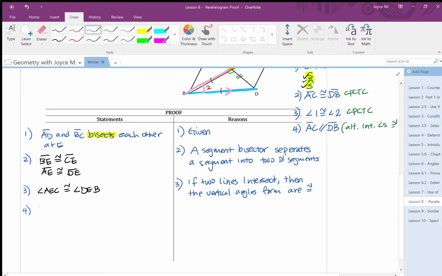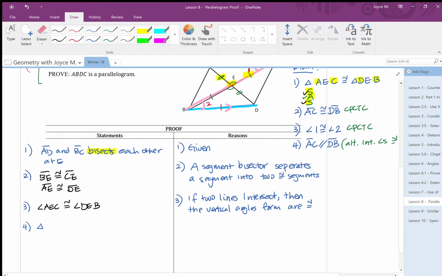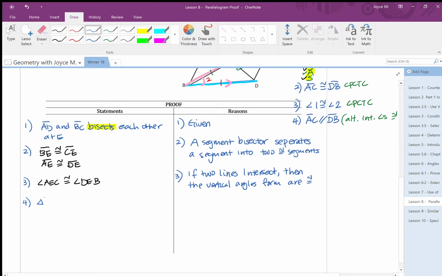Number 4, my step here. So I can say triangle AEC, that's what I try to show in step 1, is congruent to triangle DEB. Okay, and number 4 again, this is by side angle side.